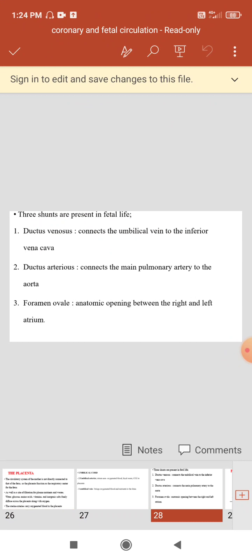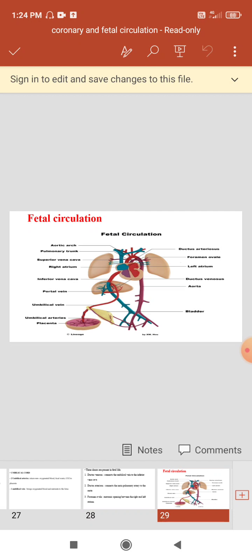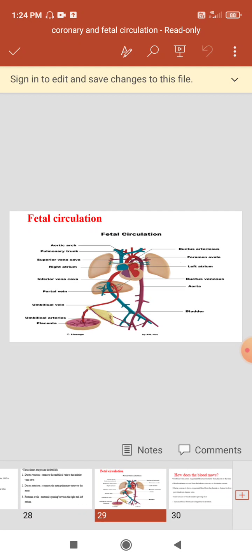Three shunts are present in fetal life: ductus venosus, ductus arteriosus and foramen ovale. Ductus venosus connects the umbilical vein to the inferior vena cava. Ductus arteriosus connects the main pulmonary artery to the aorta. Foramen ovale is an anatomic opening between the right and left atrium. So this is the fetal circulation. We learned the details in the BSc period, but here extra structures are present, and these structures will be closed after the birth of the baby.